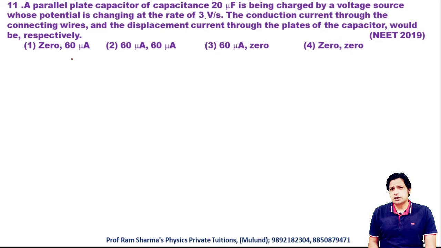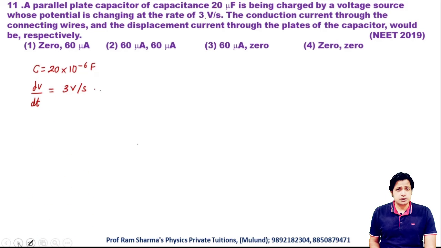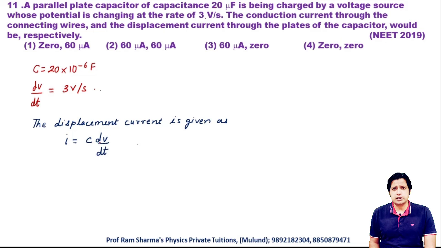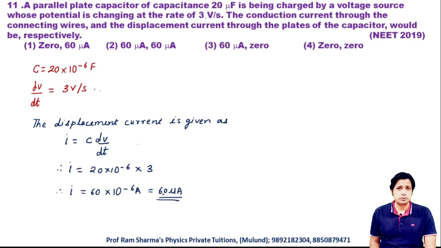Now we know that conduction current and displacement current are equal, so we can find either of them. Here I am given C and dV by dt, so I will find out the displacement current. The formula for displacement current is C dV by dt. I will write down the data first. The displacement current is given by I is equal to C dV by dt. I know C, I know dV by dt. I'll just substitute, and this is the answer, 60 microampere. And I told you that the conduction current and the displacement current are equal.